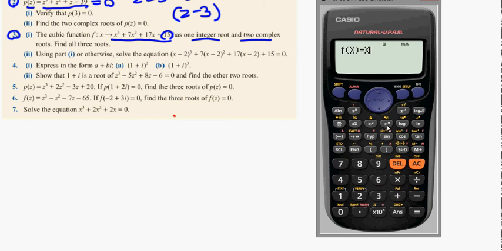X cubed plus 7x squared plus 17x and then plus 15. And then I'm going to go from minus 15 as the start, because the start has to be before the end. The end, let's call it 1, step of 1. Let's keep looking again. And we can see we nearly have it. It's coming down to the 0 mark. We nearly have it there. Minus 5, minus 3. Minus 3 is the root.